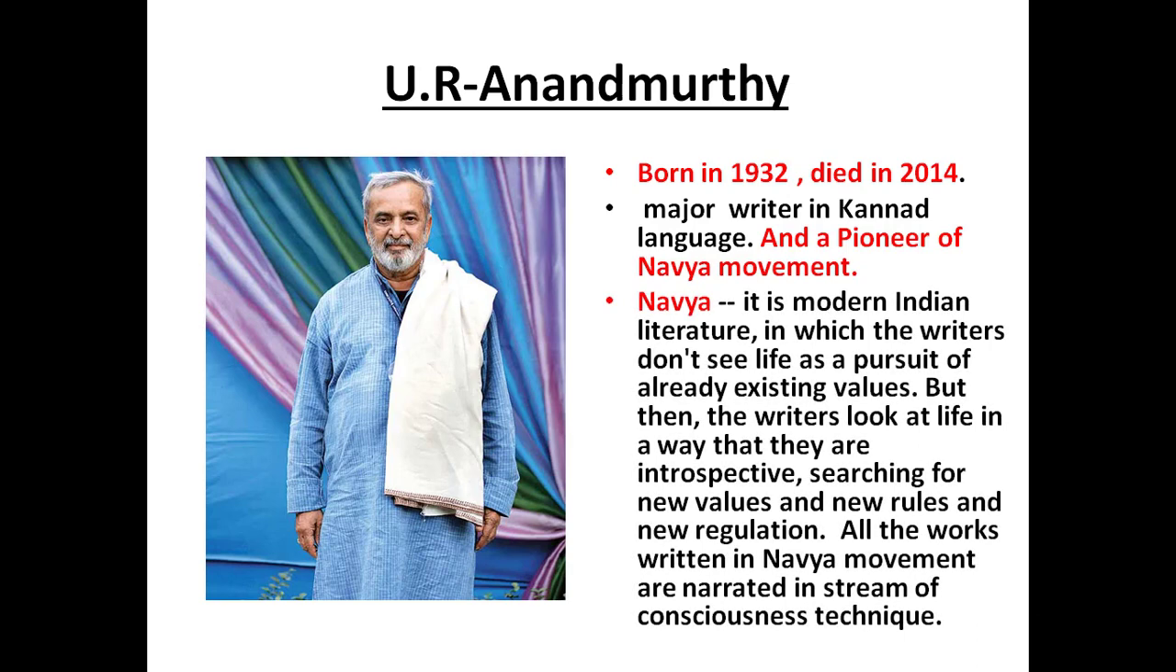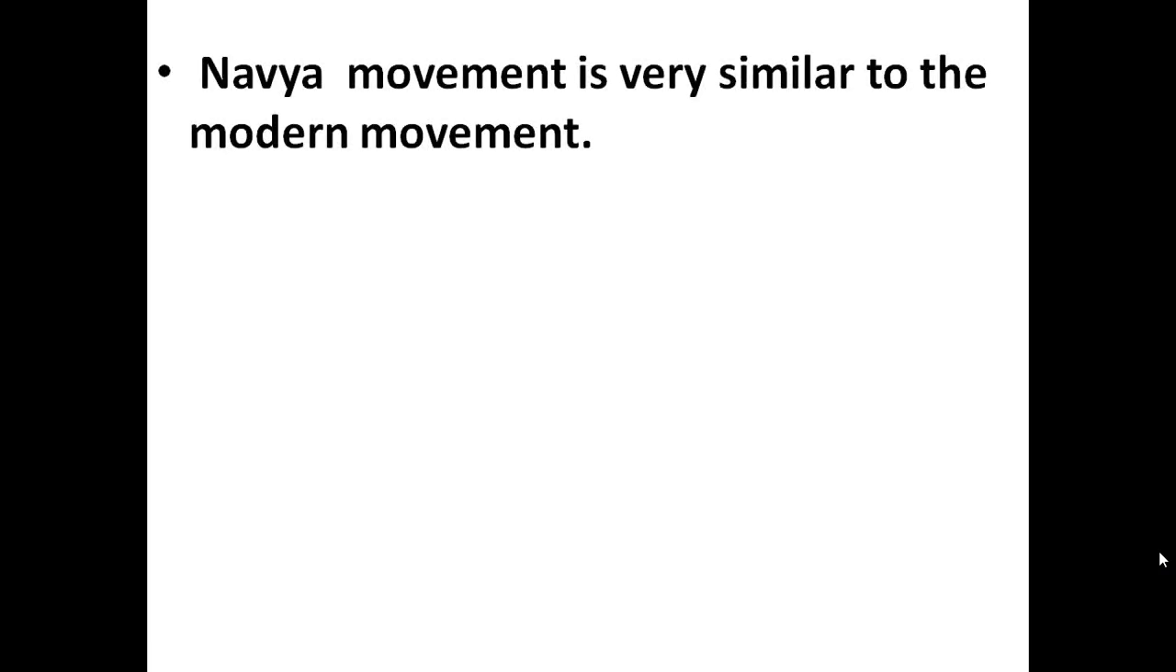So basically it is modern Indian literature in which writers don't see life as a pursuit of already existing values, but look at life introspectively, searching for new values, new rules and new regulations. All the works written in the Navya movement are narrated in the stream of consciousness technique. So the Navya movement is very similar to the modern movement, the modern age literature that was produced in Britain.